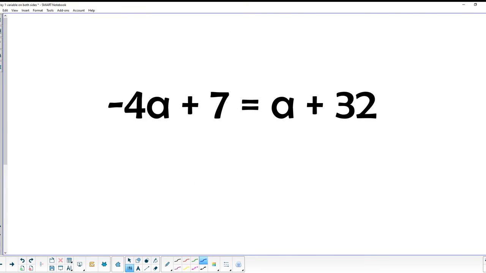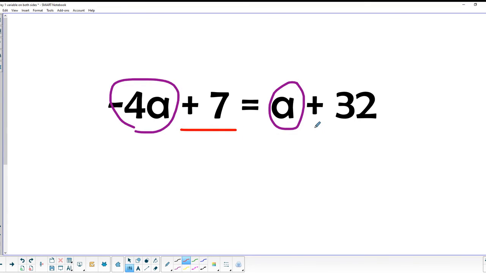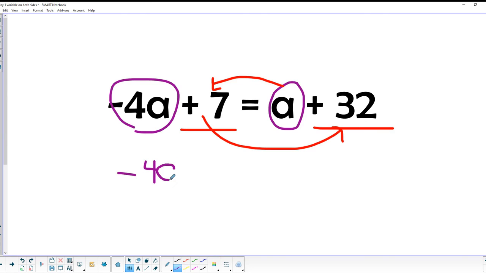All right, we've got one last example. This time we're going to kind of do it together. So let's identify the like terms as far as the variables. Well, we have 4a on the left side and 1a on the right side. Now, as far as constants are concerned, we have a 7 on the left side and a 32 on the right side. So we're going to move this term over here. We're going to move this term over there. And remember, they switch signs when they move like that. So we'll end up with negative 4a minus a equals 32 minus 7, or negative 7 plus 32.